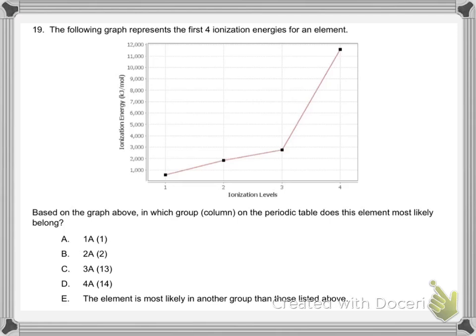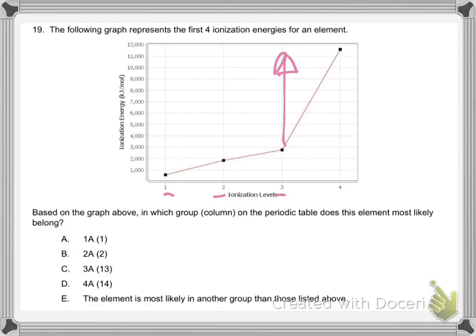Here in number 19, we're looking at some ionization energies. So ionization energies are the amount of energy we have to put in to remove an electron. And so here, we remove 1 electron, 2 electron, 3 electron. And then when we go to remove that 4th electron, there's a huge spike. It's a big jump in how much energy it takes.